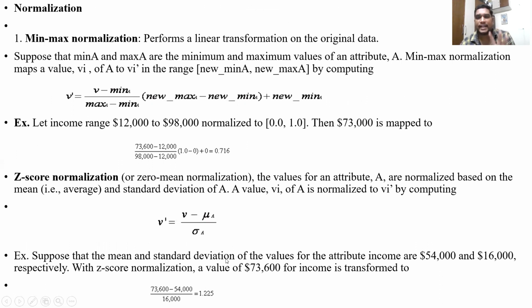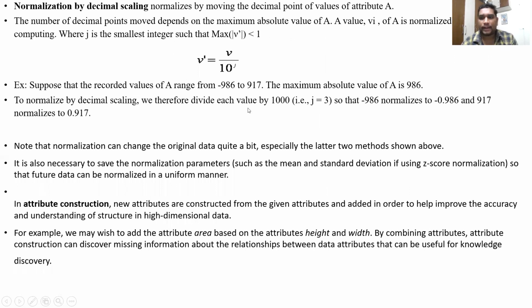So you can easily understand that if you use min-max and Z-score, the data will not be what you took in. Whereas with decimal scaling, the data is exactly the same. It is also necessary to save the normalization parameters such as the mean and standard deviation if using Z-score normalization, so that future data can be normalized in a uniform manner. If you calculate a particular standard deviation and set it one time, all the attributes have the same data, so there should be no problem for calculation.